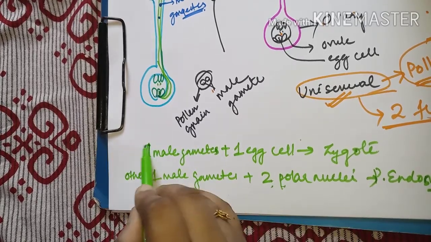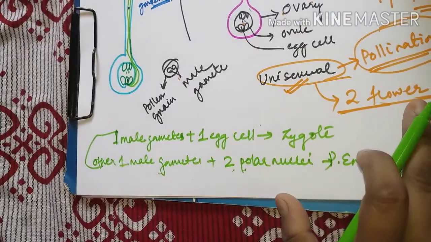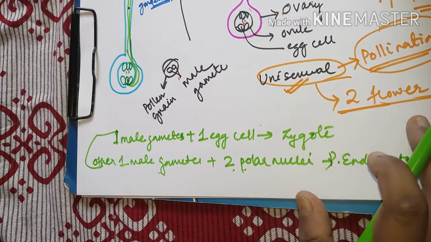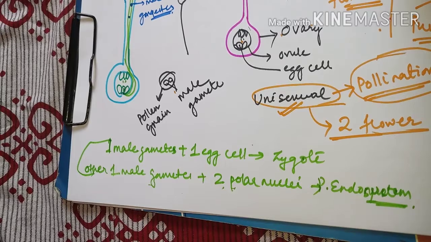So these are the two types of fertilization which occur in a flower, and therefore we call the flower as carrying out double fertilization. Now this is all about fertilization in a flower. Now we will discuss what happens after fertilization is over. Okay, now we came to know that fertilization is over.